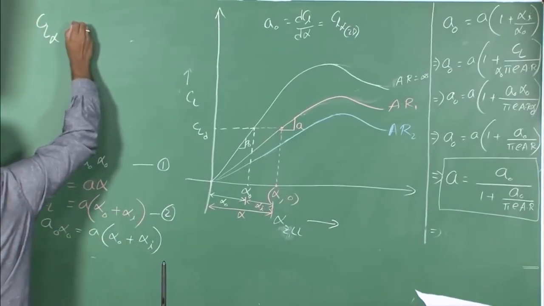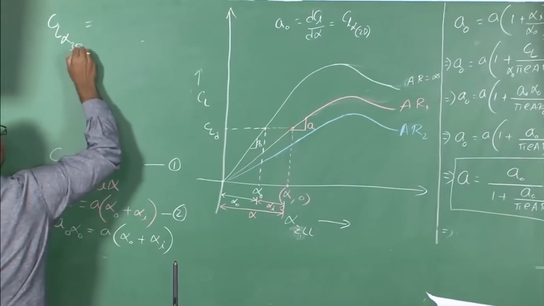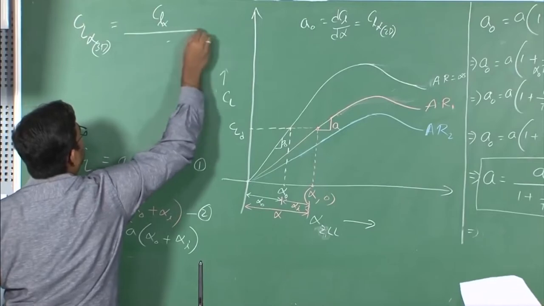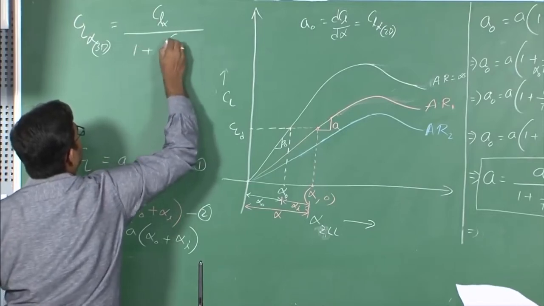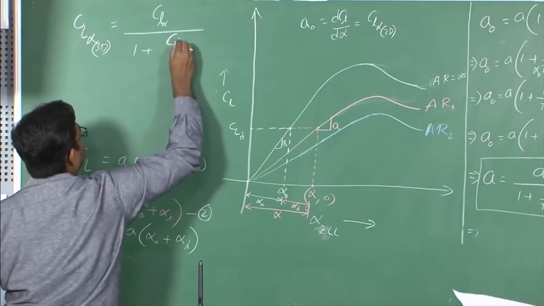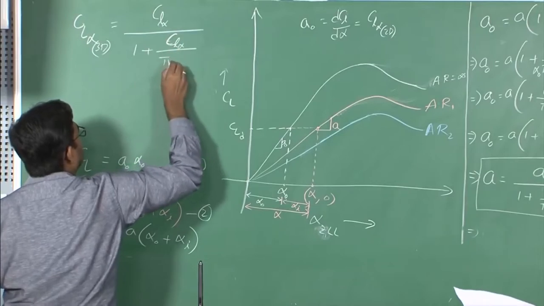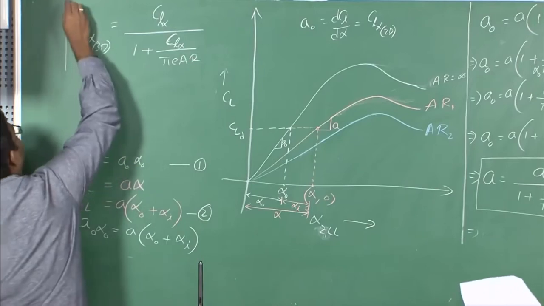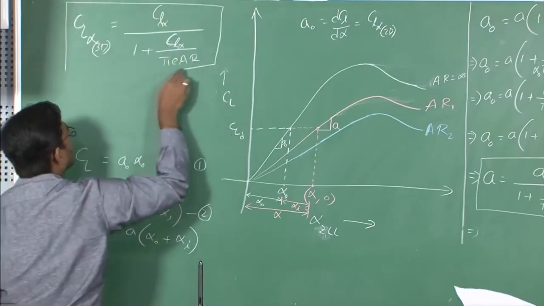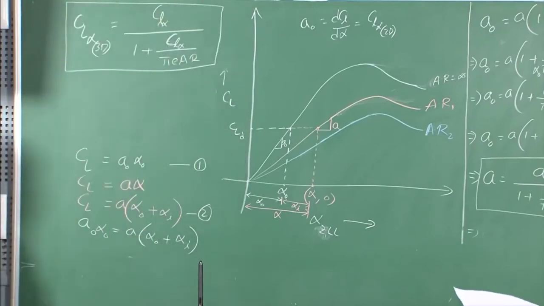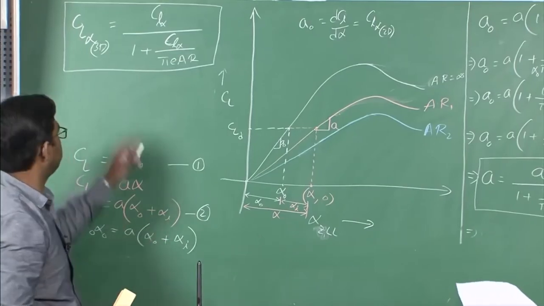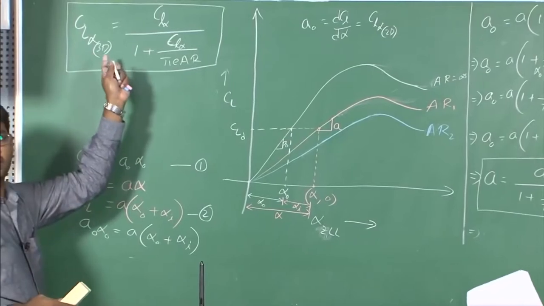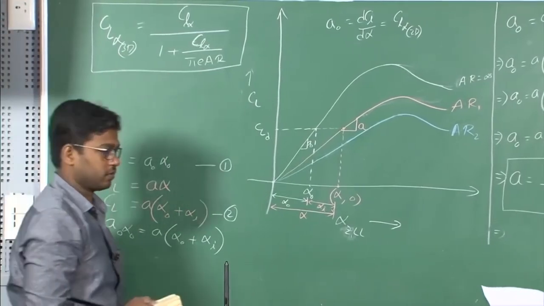CL alpha 3D is equal to CL alpha 2D by 1 plus CL alpha of airfoil by pi AR. So, this is well valid in the subsonic flight regimes, right. This is a relationship between wing CL alpha and airfoil CL alpha.